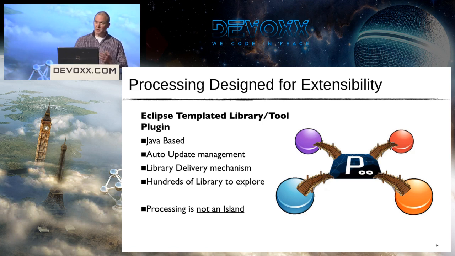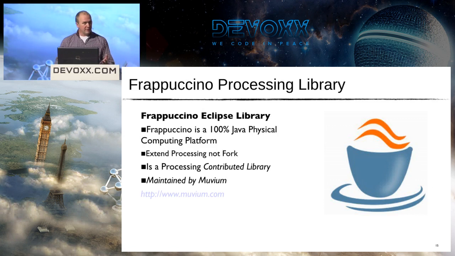So Processing is not an island. This is where I talk about going back to the future, where I want to go back to Processing. Frappuccino is a Processing library, so it's built using the Processing template. It's a 100% Java implementation of a physical computing platform. We're going to extend Processing, not fork. This way it can become part of the bigger Processing ecosystem.